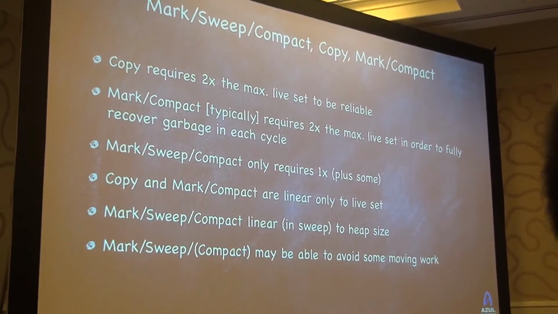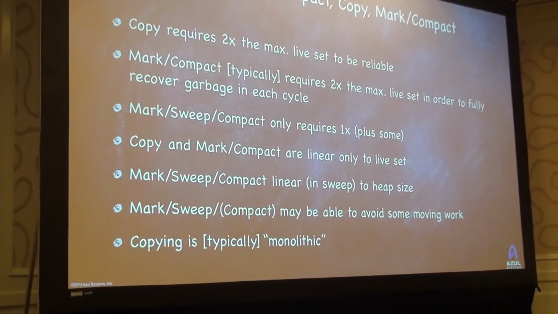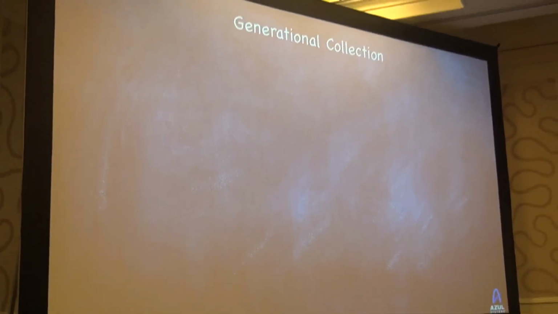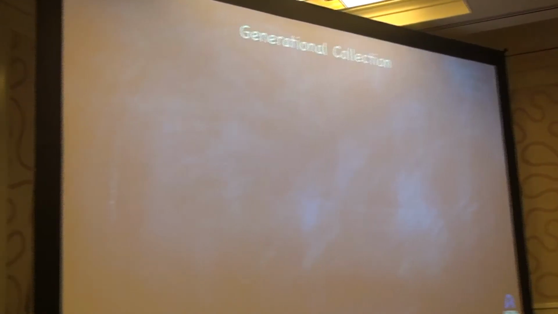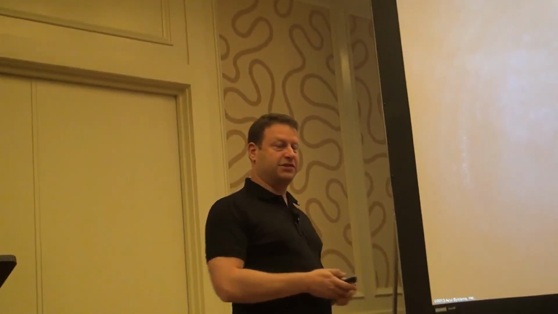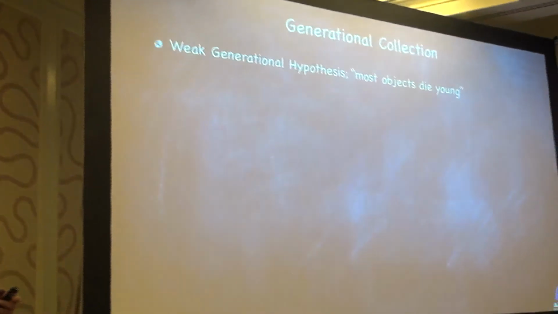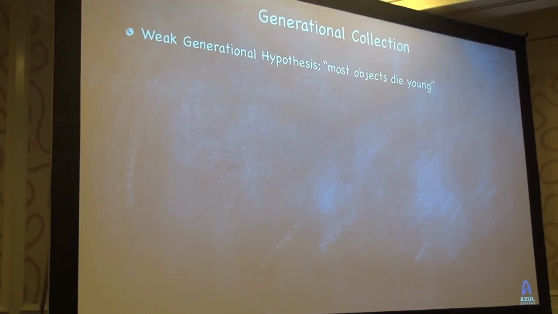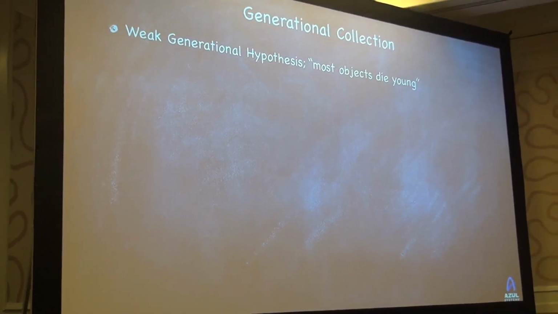And then mark sweep and sometimes compact might be able to avoid compaction for a while. It's a common trick. And copying, I already said, is monolithic. Okay, so let's talk about some ways to use these metrics for efficiency. Remember I said, copy is linear to live set, sweep is linear to the heap. Generational collection leverages an interesting observation, that most objects die young. It's called the weak generational hypothesis. It's not that old, unintended.